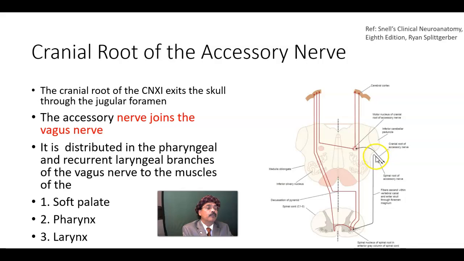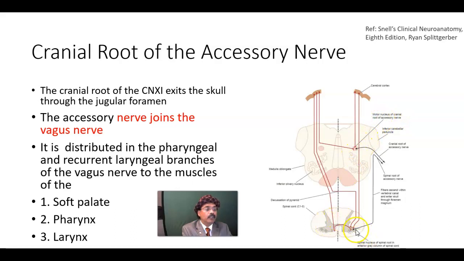So the cranial root and spinal root are in contact in the jugular foramen, then they split again. In the jugular foramen, the cranial root of the accessory nerve also comes in contact with the vagus nerve, and it will be distributed along the branches of the vagus nerve to the soft palate, pharynx, and larynx. So we have the motor nucleus of the cranial root of the accessory nerve.